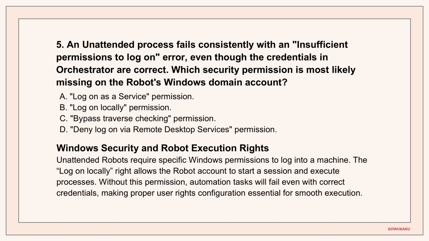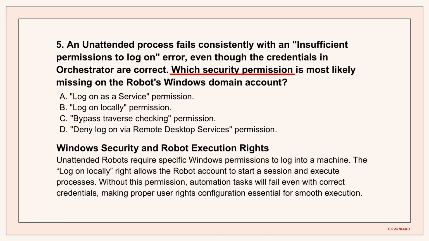We see engineers burn hours on this next point. Let's paint the picture. You've set up a brand new, unattended robot. Looks great. You've carefully entered the correct domain credentials into Orchestrator, but when you try to run a process, boom, immediate failure: insufficient permissions to log on. What critical thing did the infrastructure team likely forget on the actual Windows machine?